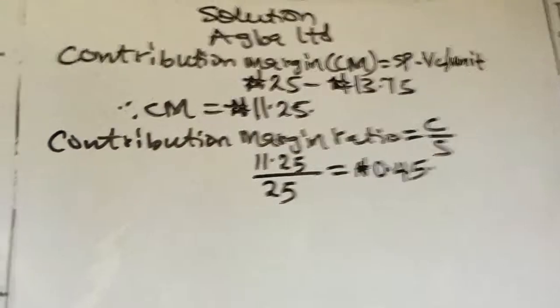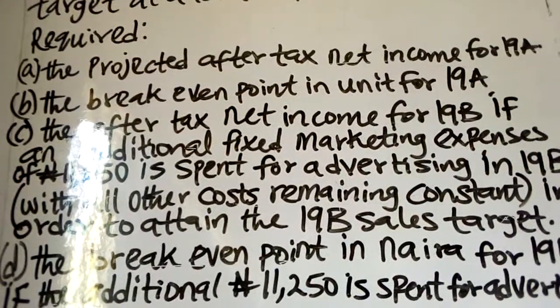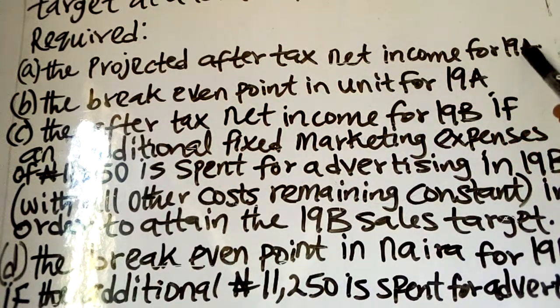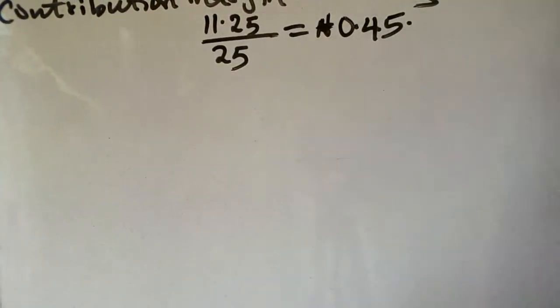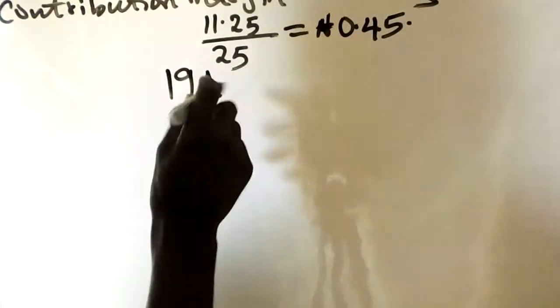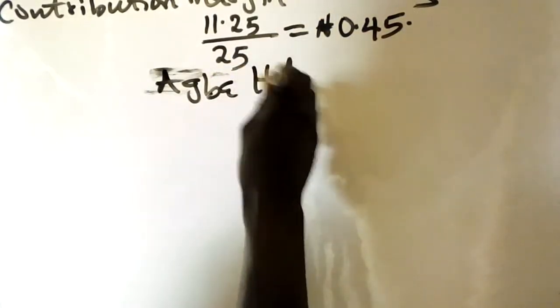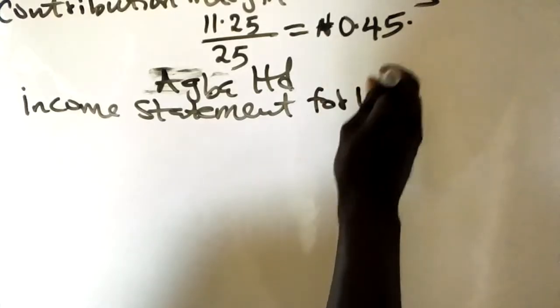Now, we have determined the contribution margin ratio. Now, we want to solve the requirement A, the projected after tax net income for 19A. I've told you that to solve this, you are going to prepare the income statement. Now, let's prepare the income statement for 19A, that is Agba Limited income statement for 19A.